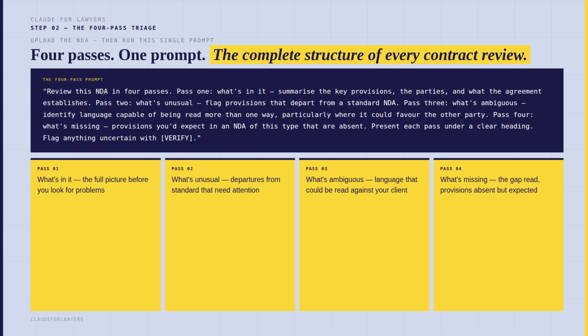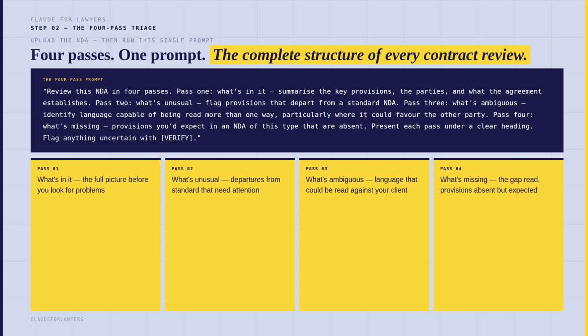Here it is. Review this NDA in 4 passes. Pass 1. What's in it? Summarize the key provisions, the parties, and what the agreement establishes. Pass 2. What's unusual? Flag any provisions that depart from what you'd expect in a standard NDA of this type. Pass 3. What's ambiguous? Identify language capable of being read more than one way, particularly where that ambiguity could favor the other party. Pass 4. What's missing? Identify any provisions you'd expect in an NDA of this type that are absent from this document. Present each pass under a clear heading. Flag anything uncertain with verify.